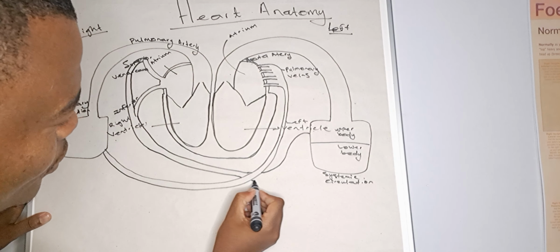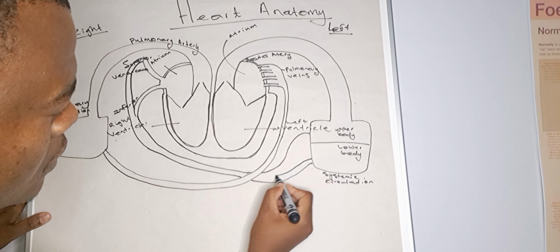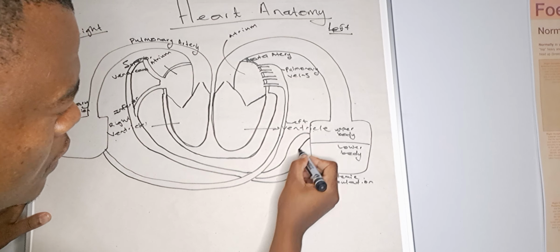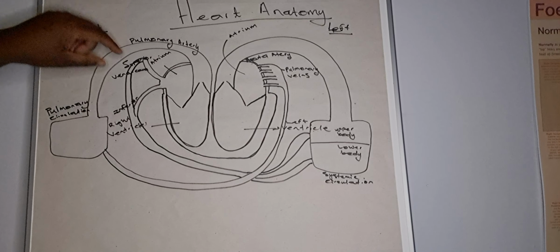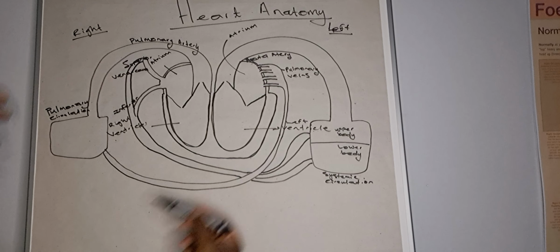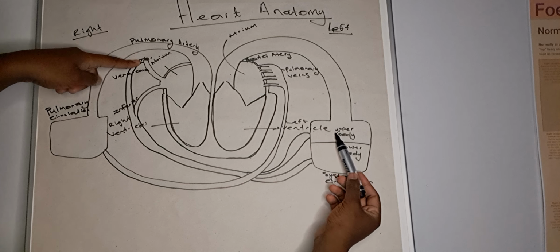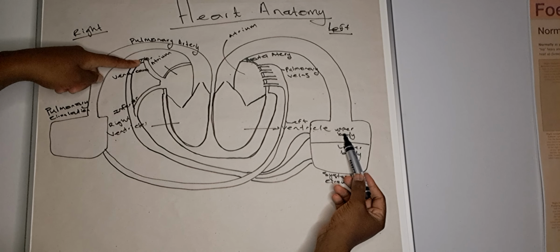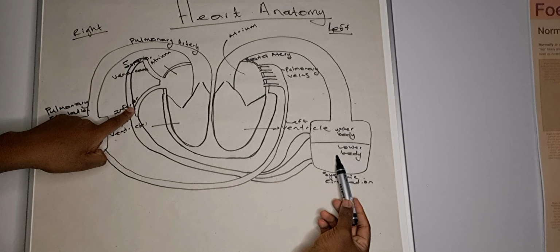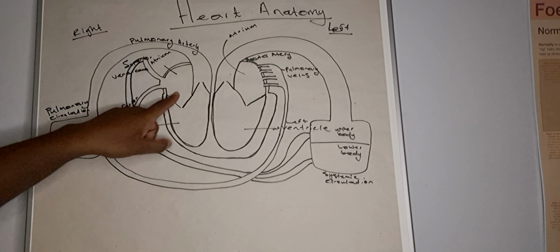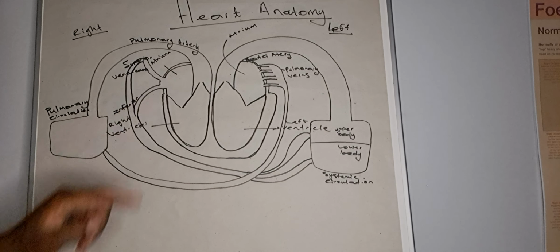Now I just need you to understand nothing much. So now pay close attention. This superior vena cava will come and drain the upper body. This particular inferior vena cava will come and drain the lower body. But all of them are going towards the right atrium. This one is an atrium.